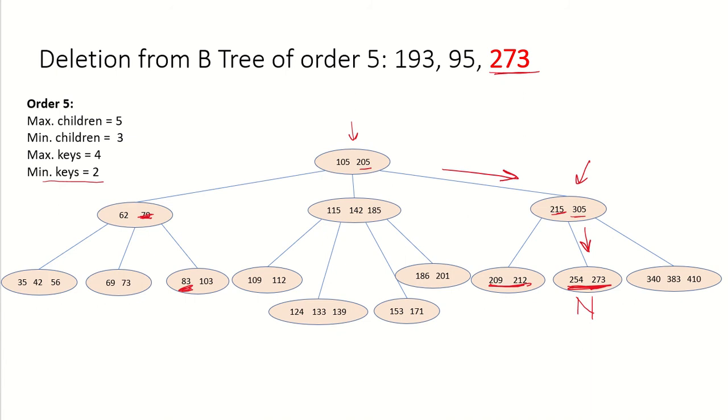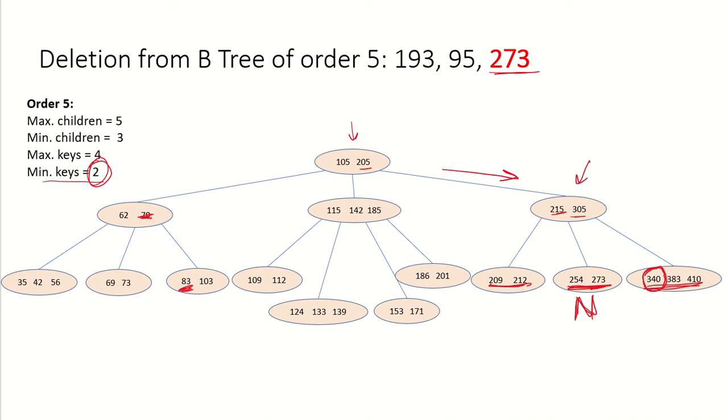Can we borrow from the right sibling? Yes, the right sibling is having more than the minimum number of keys. The right sibling is having 3 keys. The required number of minimum keys is only 2. So the right sibling can now lend 1 key to this target node. But how can this node borrow from the sibling? Again via the parent.